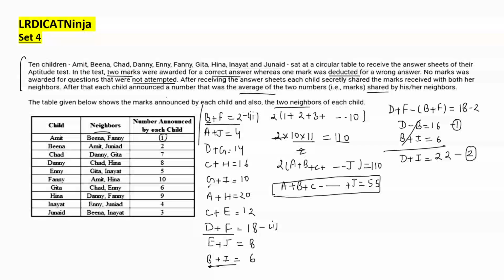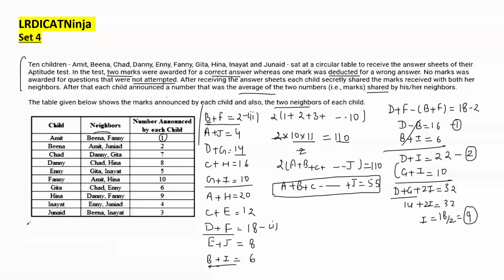Now I have, let's say, G plus I is also 10. If I take G plus I is 10, and if I add these two, what do I get? I get D plus G plus 2I, that is 32. And I already have the value of D plus G is 14. So if I replace this with 14, I'll get the value of I, that I is 18 by 2, that is 9. So if I get the value of I, now whenever there is I or related with that, I can get the value of G now, that is 1, because I is 9, so G will be 1. If G is 1, then D is 13.